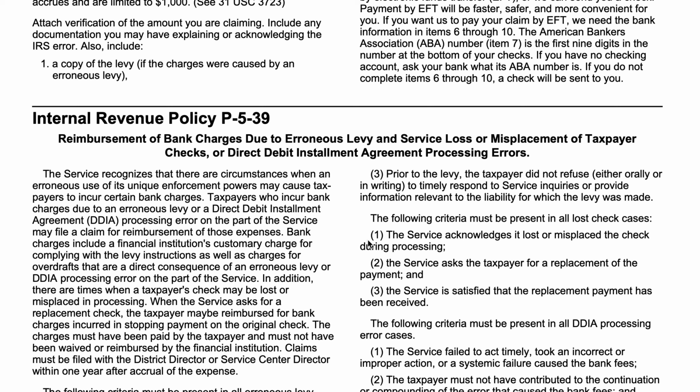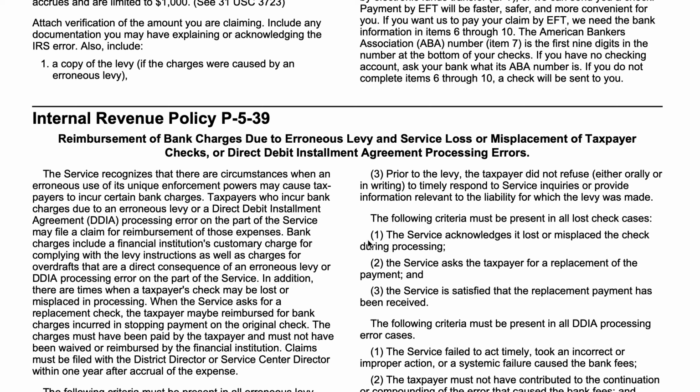The second category is if the IRS lost or misplaced a taxpayer check. So you send a $1,000 check to the IRS and they just lost your check, not a check that was lost in the mail, but a check that the IRS actually received and then told you got lost in the system. If you had to place a stop payment on that check, the IRS will also reimburse you for that as well.